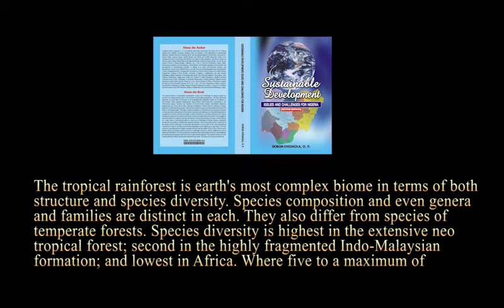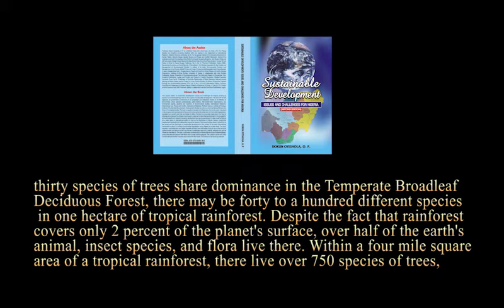The tropical rainforest is Earth's most complex biome in terms of both structure and species diversity. Species composition and even genera and families are distinct in each. They also differ from species of temperate forests. Species diversity is highest in the extensive neotropical forest, second in the highly fragmented Indo-Malaysian formation, and lowest in Africa. Where 5 to a maximum of 30 species of trees share dominance in the temperate broadleaf deciduous forest, there may be 100 different species in 1 hectare of tropical rainforest.